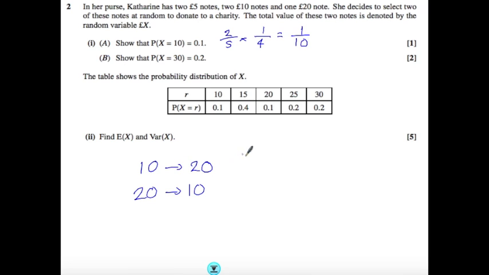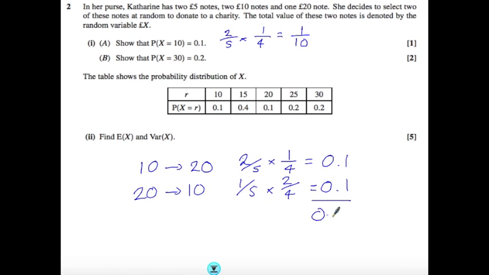So first of all, 10 then the 20, she's got a 2 in 5 chance, because there's 2 £10 notes, times 1 in 4 to get the 20. So that's going to be, once again, 0.1. And then 20 then the 10, she's got a 1 in 5 chance, times a 2 in 4 chance, so another 0.1. If we add them up, we get 0.2.